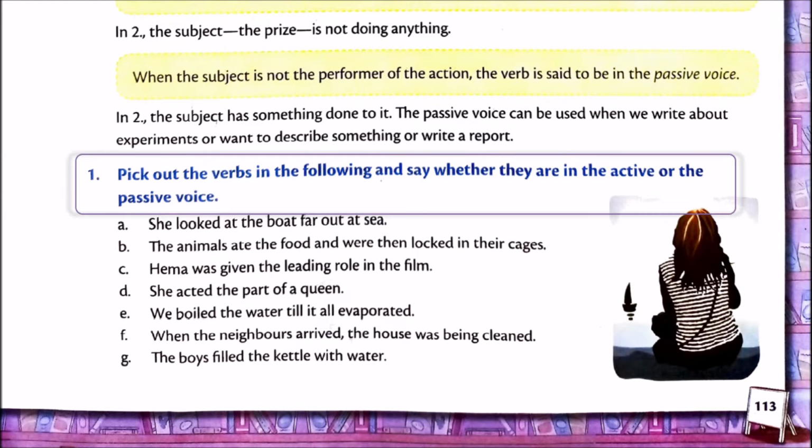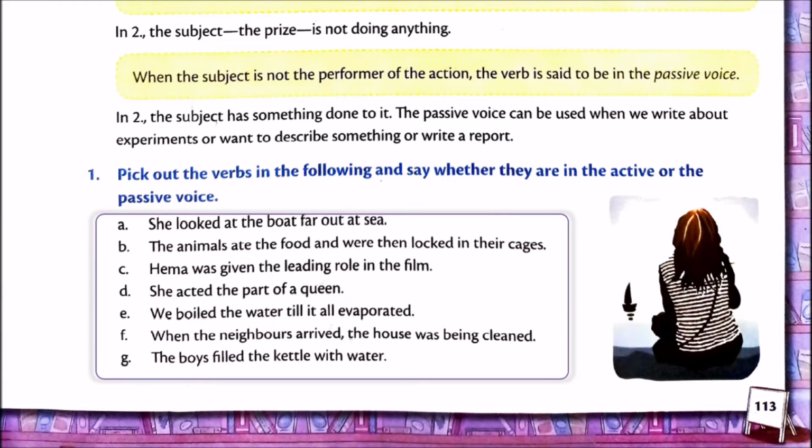Students, in this exercise, it is asking to pick out the verbs in the following and say whether they are in the active or the passive voice. Alright? As we are seeing here in this exercise, some sentences are given, isn't it? Then, what work do we have to do? We have to pick out the verbs from all these sentences and state whether the chosen verbs are in the active or in the passive voice. Clear?